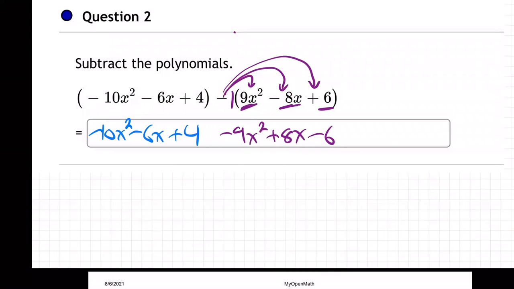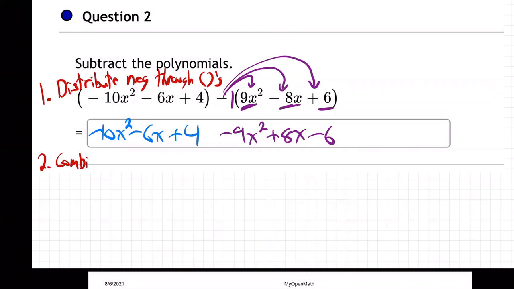All right. And now that we've done that, now we just combine like terms. Let me write that up here. So step 1, distribute the negative through the parentheses. Step 2, combine like terms. So combine your like terms. What are our like terms? Well, minus 10x squared and minus 9.